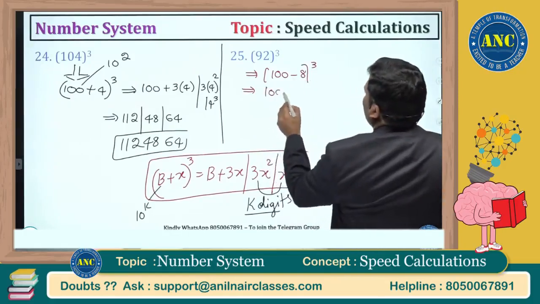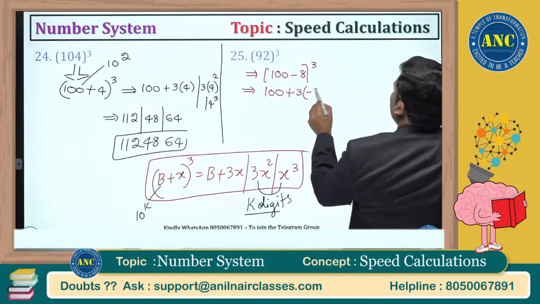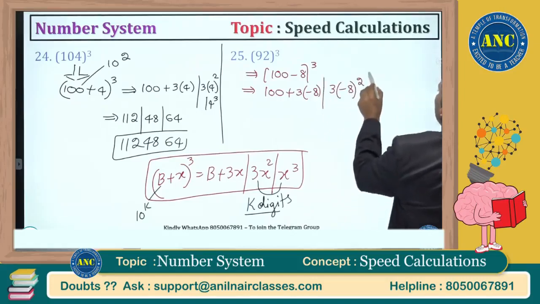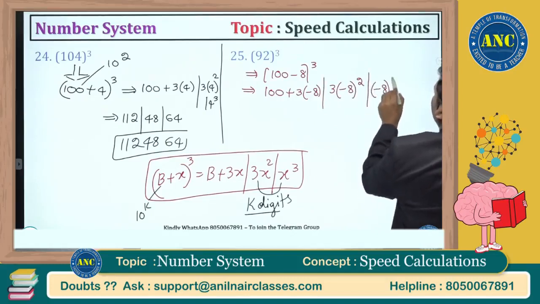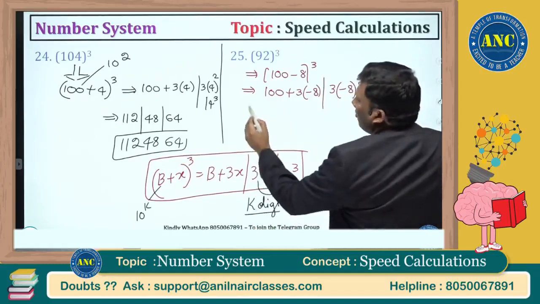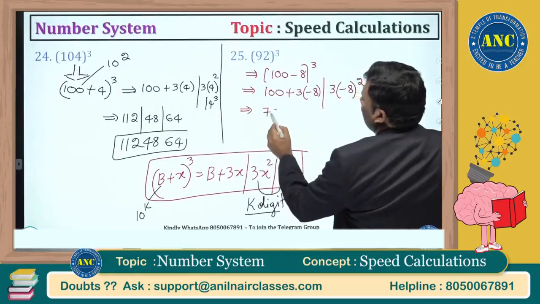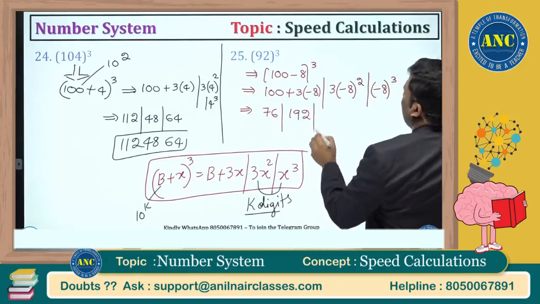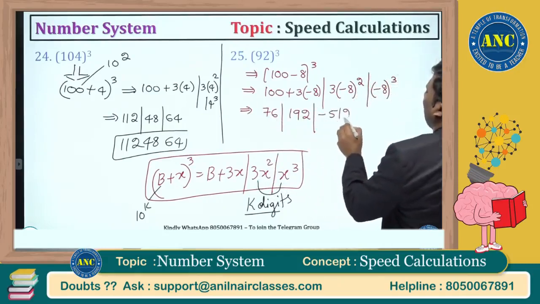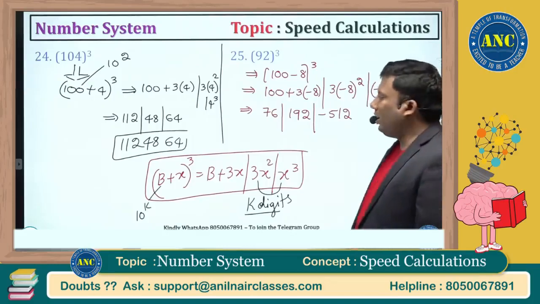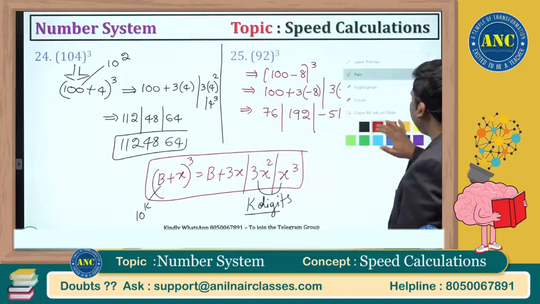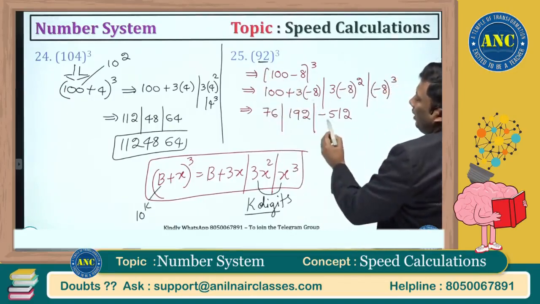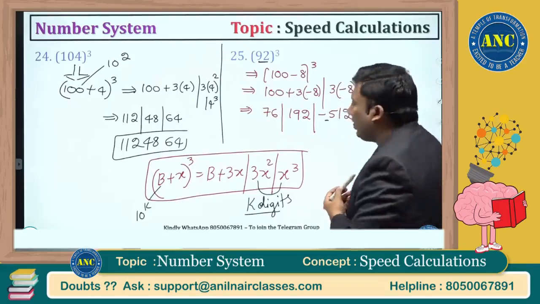So this will become b plus 3x. Next it is 3x square. Next it is x cube. 100 minus 24 is 76. 64 3s are 192. Minus 8 cube, it is minus 512. Now if you see here, this is a positive number. Whenever you are cubing a positive number, you will never get a negative number.